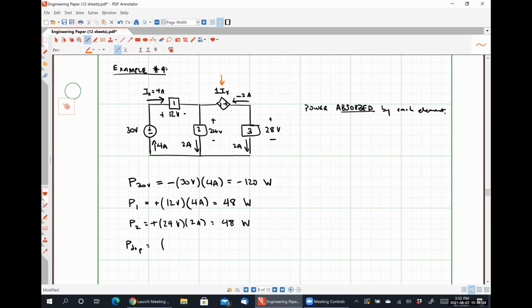All right, so we have a current controlled voltage source, which means that that 1 has units of volts per amp. So we have 1 volt per amp multiplied by Ix, which has a value of 4 amps, which means 1 volt per amp times 4 amps is simply 4 volts.